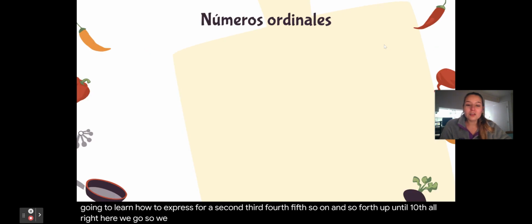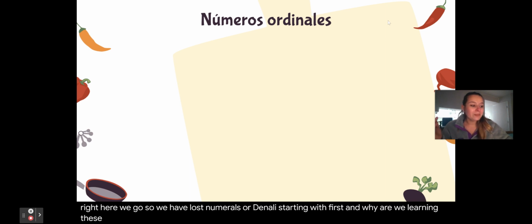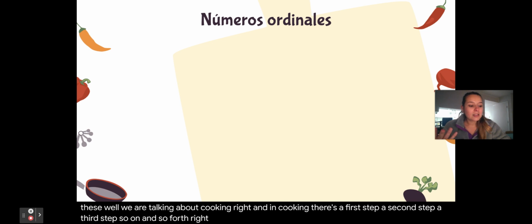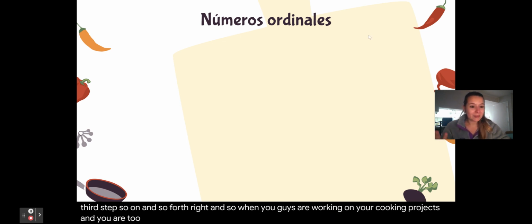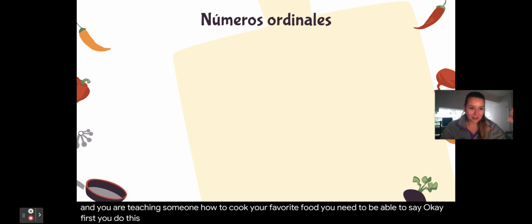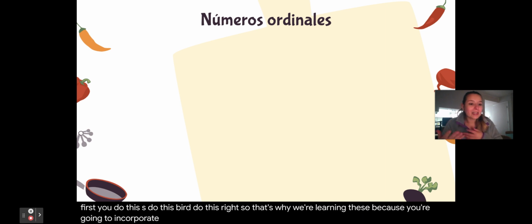So we have los números ordinales, starting with first. And why are we learning these? Well, we are talking about cooking, right? And in cooking, there's a first step, a second step, a third step, so on and so forth, right? And so when you are working on your cooking projects and you are teaching someone how to cook your favorite food, you need to be able to say, okay, first, you do this. Second, do this. Third, do this, right? So that's why we're learning these, because you're going to incorporate them into your steps for making food.